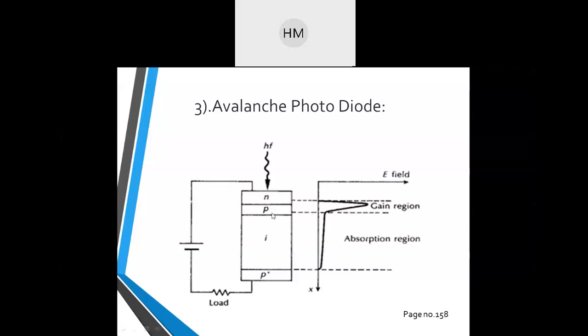Light enters the device through the P plus region and is absorbed in the pi material. The photon gives up its energy there by creating electron hole pairs. The photo generated electrons drift through the pi region and move into the PN plus junction.